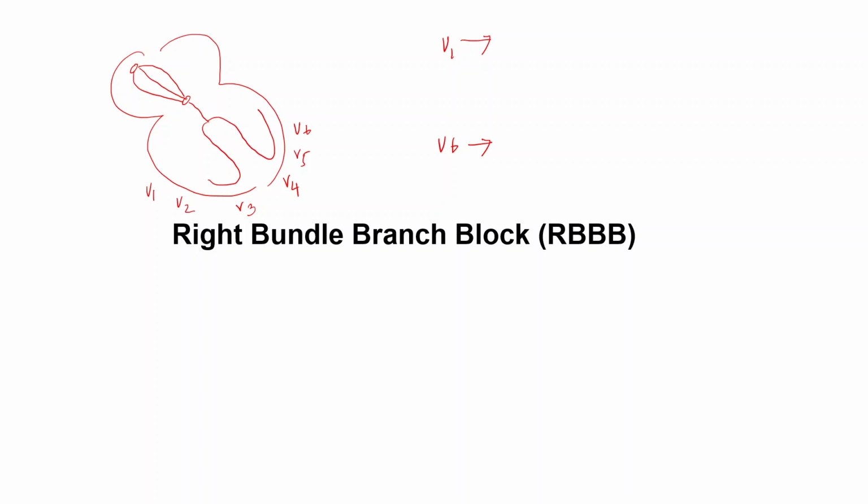Now coming to the right bundle branch block, we have discussed it many times. Here in the right bundle block, the impulse is being conducted in the left bundle. So the septal depolarization will happen from left to right. So in V1, we will get a small positive wave first.